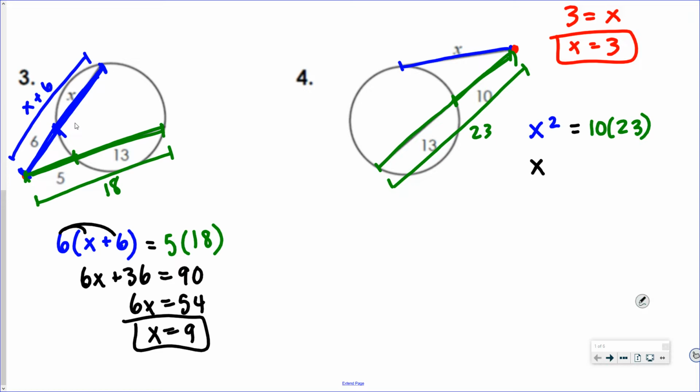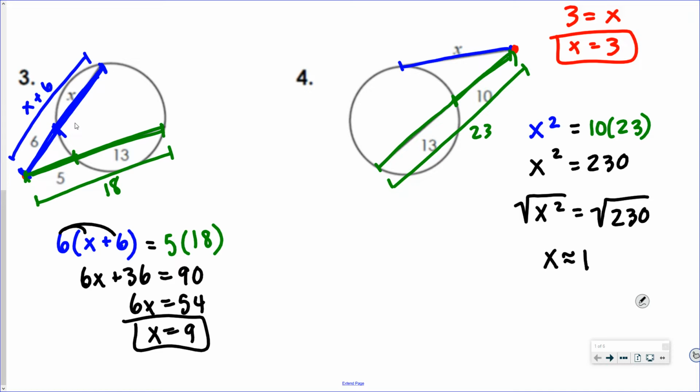So we get here, and then we square root both sides. I'm going to write this one as a decimal, 15.2.